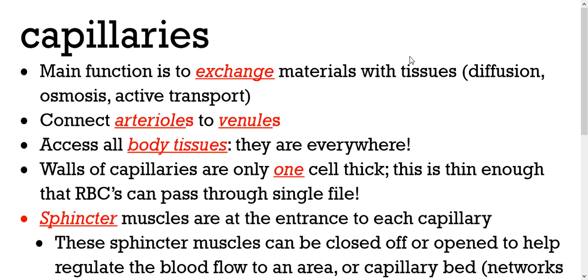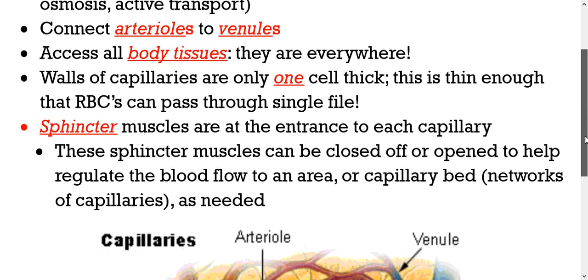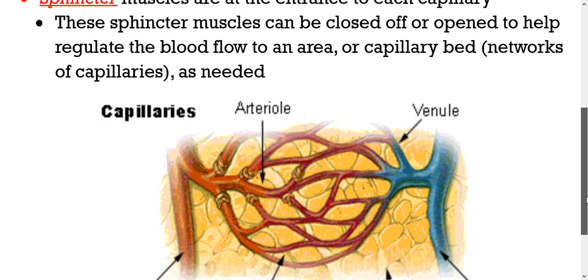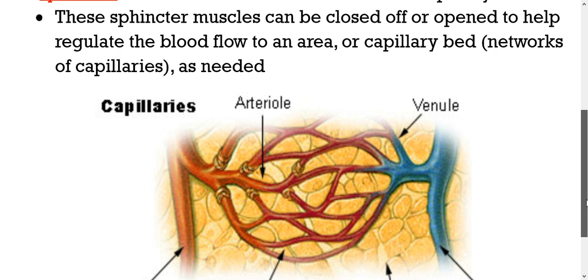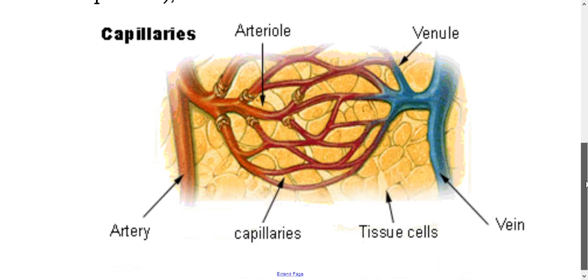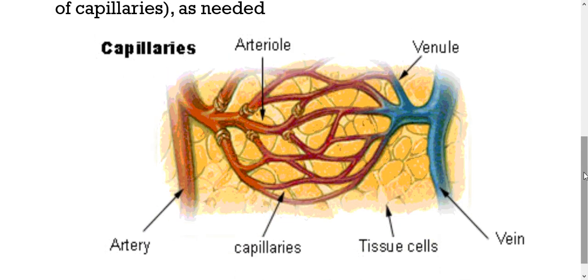So this is thin enough that red blood cells can pass through single file. They have sphincter muscles, those circular muscles, at the entrance to each capillary. These sphincter muscles can be closed off or opened up to help regulate the blood flow to an area or the capillary beds, networks of capillaries, as needed. These sphincter muscles are what also open and close to dilate and constrict your blood vessels when we maintain our homeostasis for temperature as well.